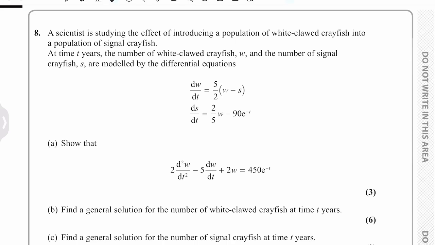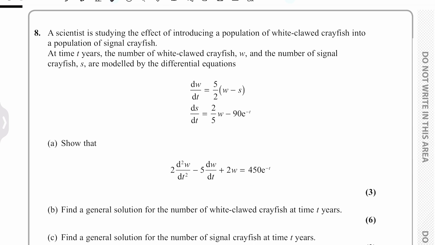Hi everybody. So in this question, we're looking at coupled differential equations. We're told that a scientist is studying the effect of introducing a population of white-clawed crayfish into a population of signal crayfish. At time t years, the number of white-clawed crayfish w and the number of signal crayfish s are modeled by these differential equations. We've been asked to show this second order differential equation here.